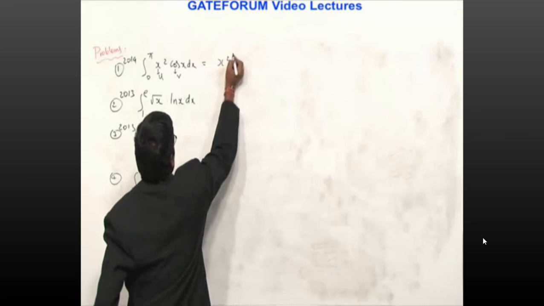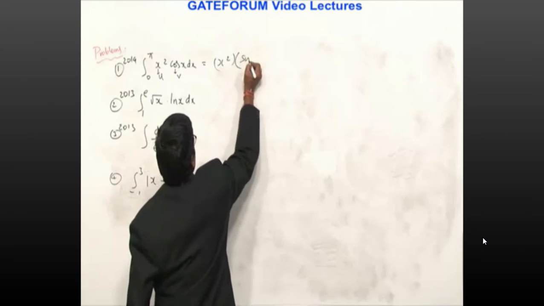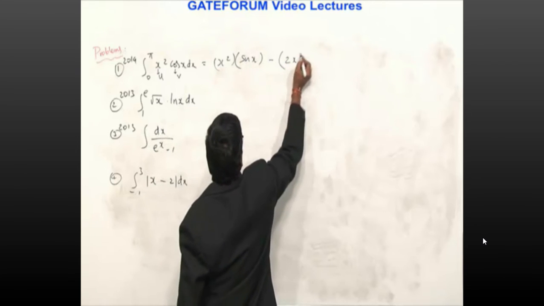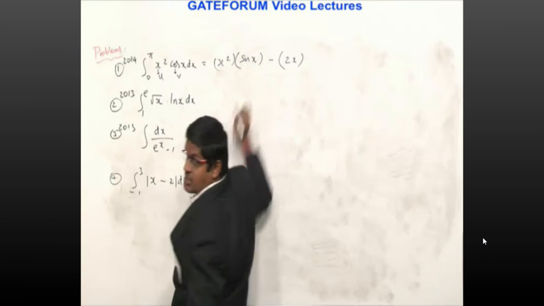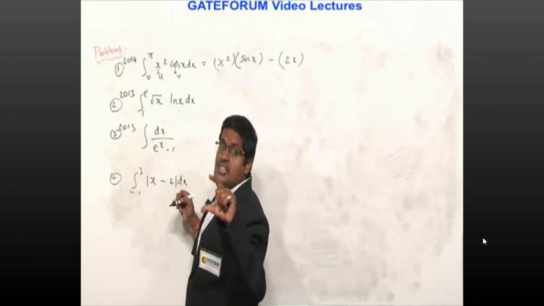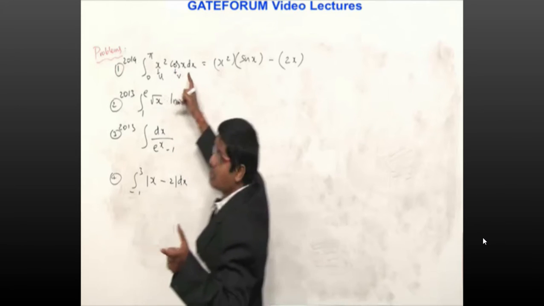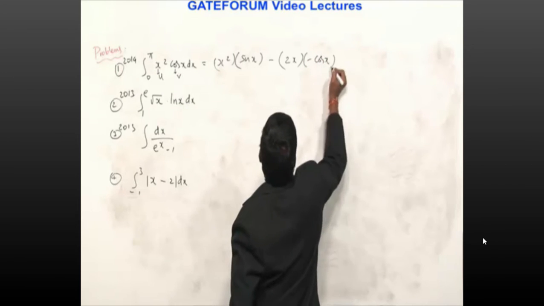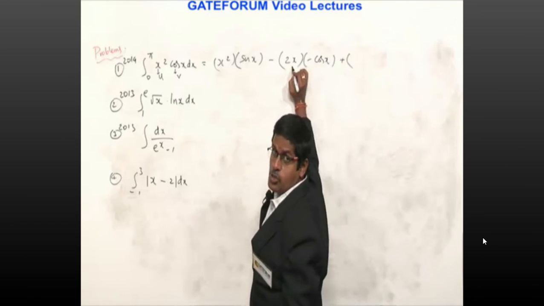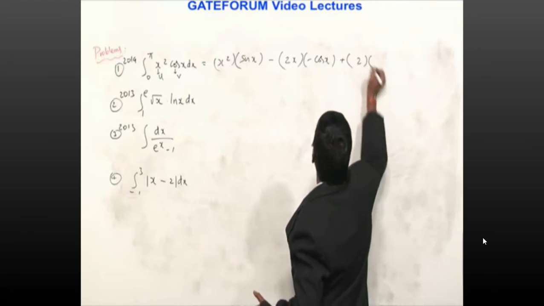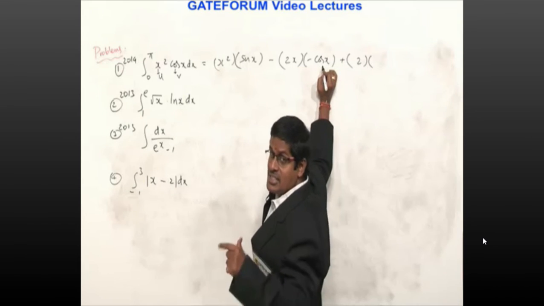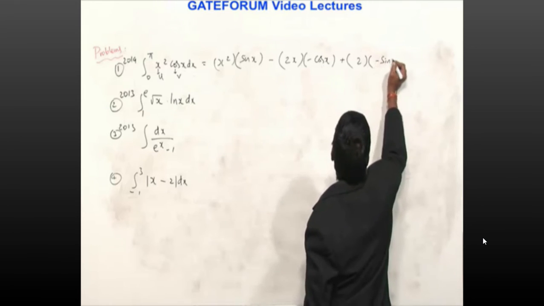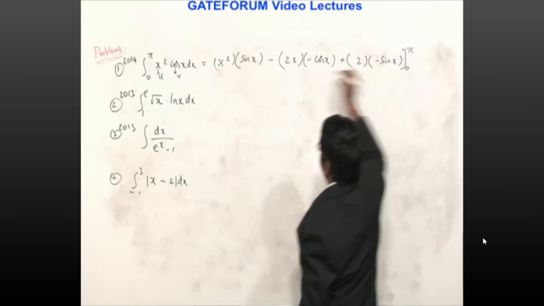Where dash or primes stand for differentiation, suffixes stand for integration. So, x square into the integration of cos x, sin x, minus u dash, the derivative of x square, 2x, into the integration of sin x, that is v2, the second integration of the v function. The v function is cos, first integration sin, next the integration of sin is minus cos x, plus u double dash, which becomes 2, into minus cos x integrated, the third integration of the v function, so minus sin x, and then limits 0 to pi.